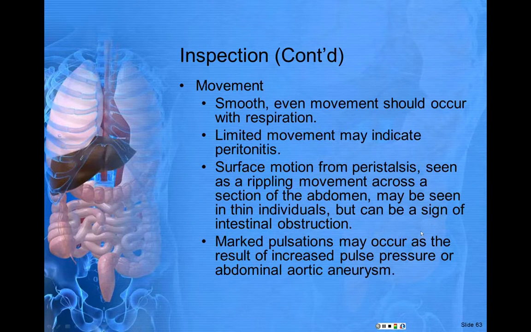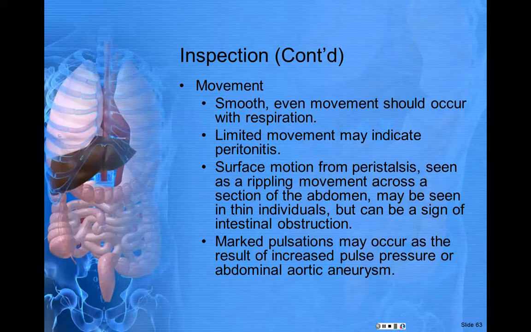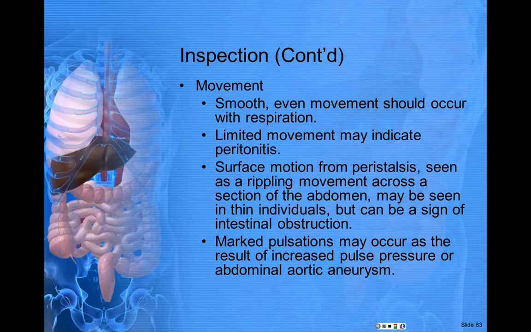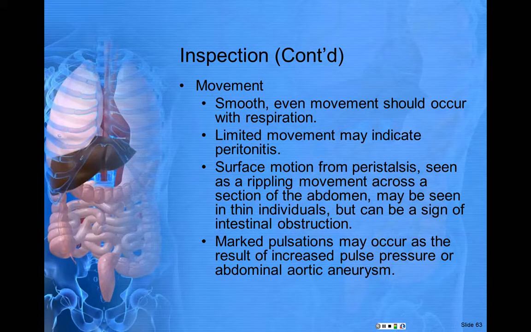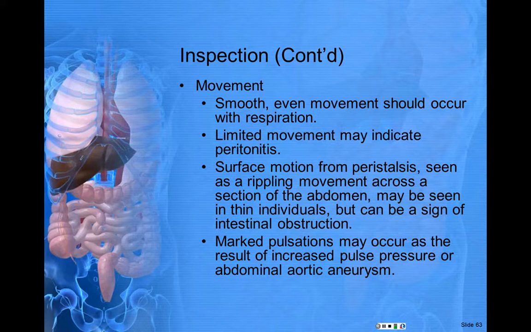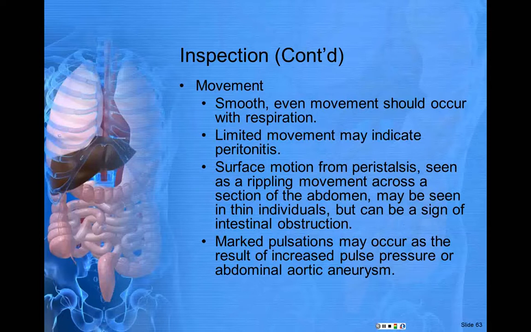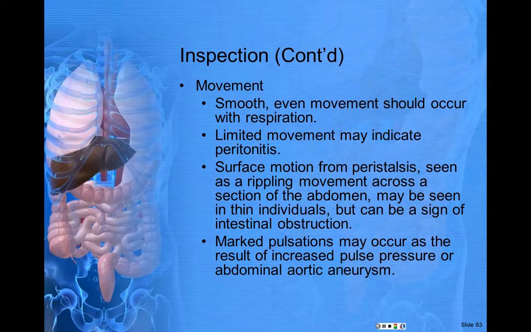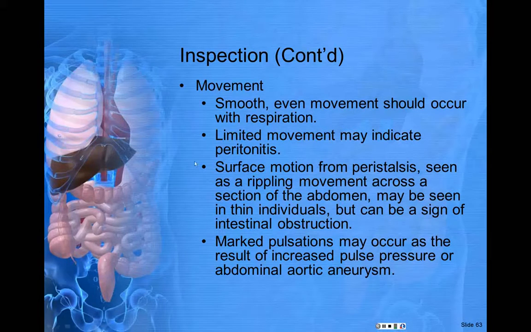Inspection includes movement. Smooth, even movement should occur with respiration. A patient who's afraid to move or has limited movement may indicate peritonitis. Surface motion from peristalsis can be seen as a rippling movement across the abdomen. You can sometimes see this in thin individuals, but it can also be a sign of intestinal obstruction. Marked pulsations can occur as the result of increased pulse pressure or abdominal aortic aneurysm. So you want to pay attention to those kinds of movements.